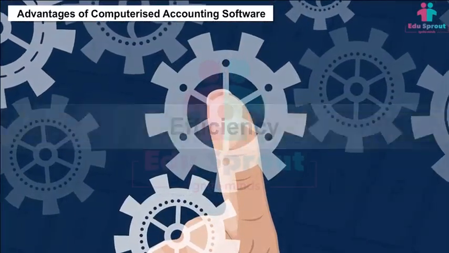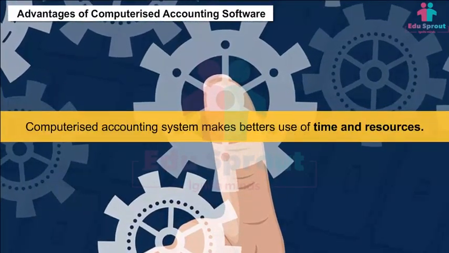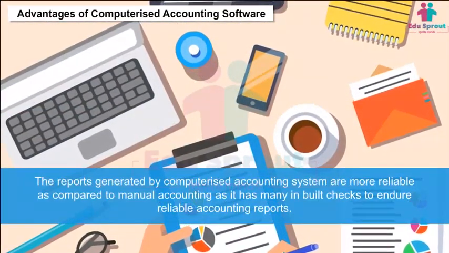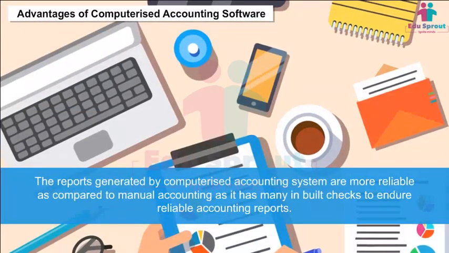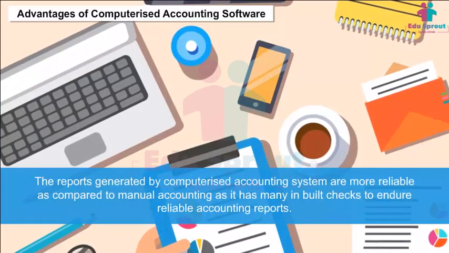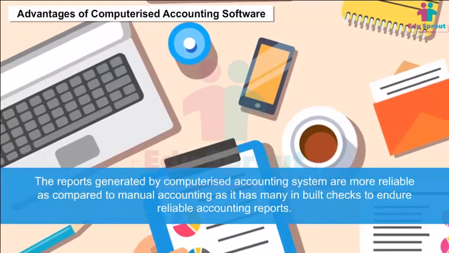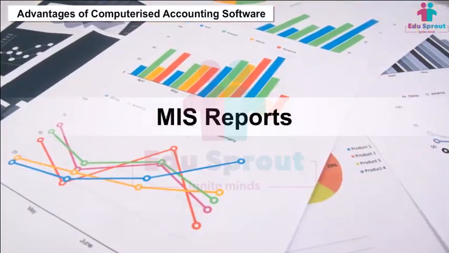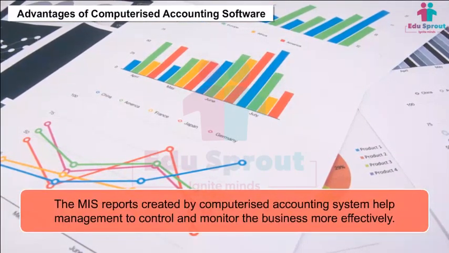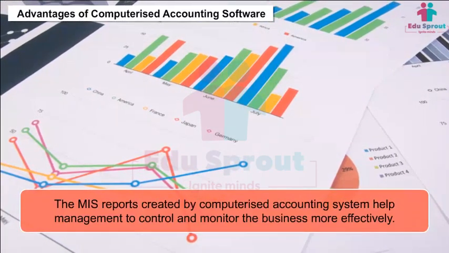Efficiency. Computerized accounting system makes better use of time and resources. Quality reports. The reports generated by computerized accounting system are more reliable as compared to manual accounting, as it has many inbuilt checks to ensure reliable accounting reports. MIS reports. The MIS reports created by computerized accounting system help management to control and monitor the business more effectively.